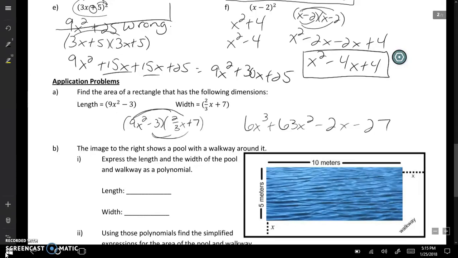Is there anything we can combine? Hopefully you said no, because that's an x cubed, that's an x squared, that's an x, it's just a number. That's our answer. That's it.